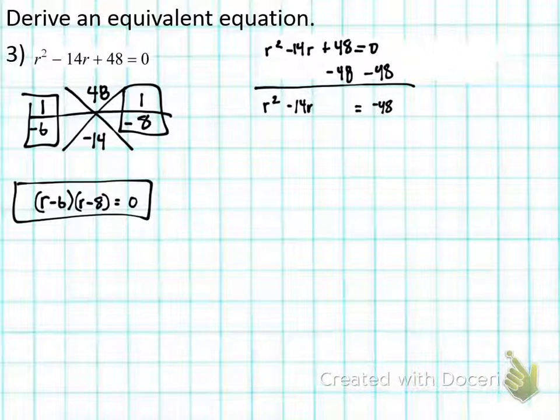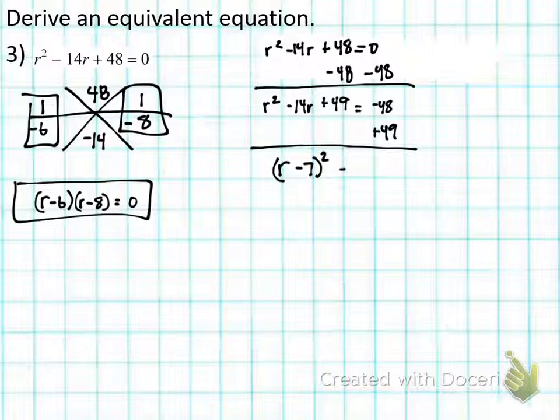Now, how do we complete the square? What's the middle term? What's b? Negative 14. What's half of negative 14? Negative 7. Negative 7 squared is? Good, so we're going to add 49 here, and then we're going to add 49 here. This left side becomes a perfect square trinomial. Square root of r squared is r. Half of negative 14 is negative 7, and then we're going to square it. On the right side, what's negative 48 plus 49? 1. That's it.